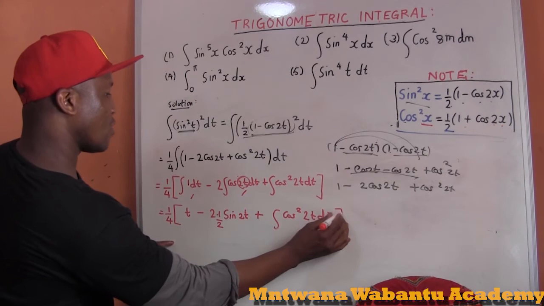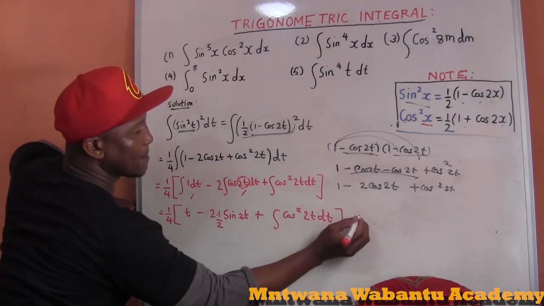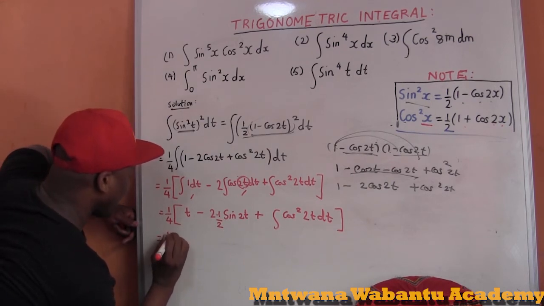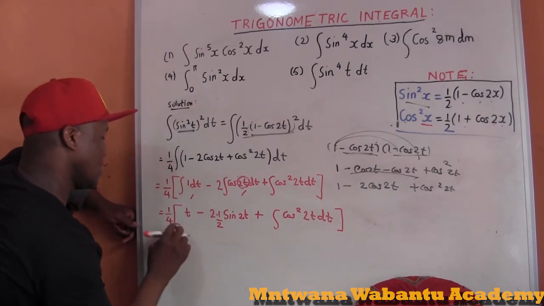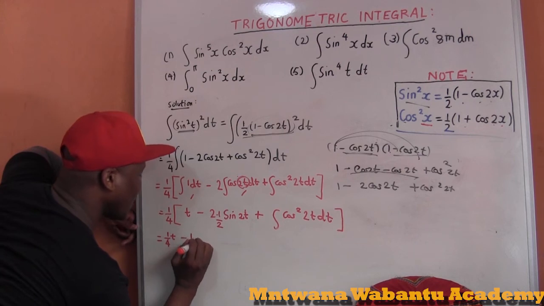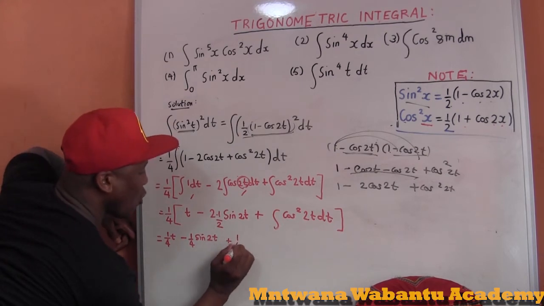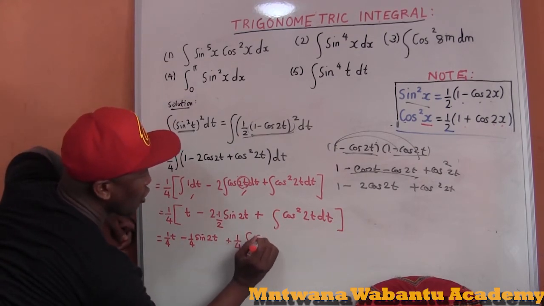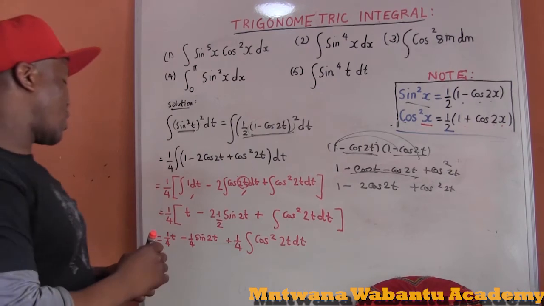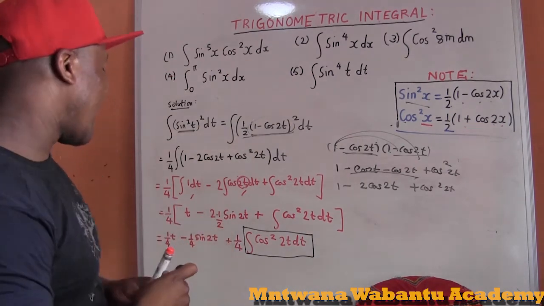Okay, so now the 2 and 2 cancel, so it's going to be 1 over 4 t minus, and for the second one, the 2 and 2 cancel, so it's 1 over 4 sine of 2t. Now we go for the last one: 1 over 4 times the integral of cos squared 2t dt. So now we're going to have to deal with it separately, and that's going to be the end of the game.